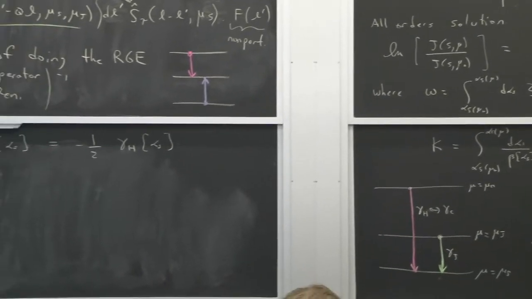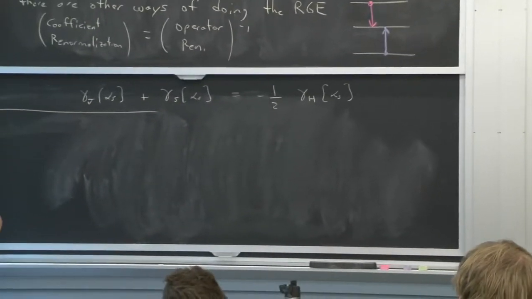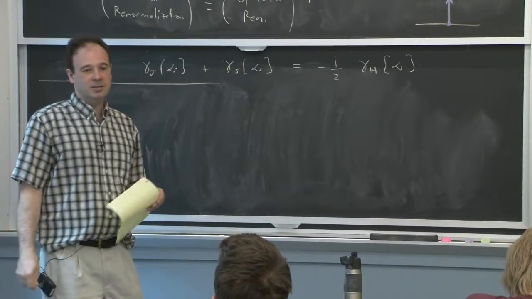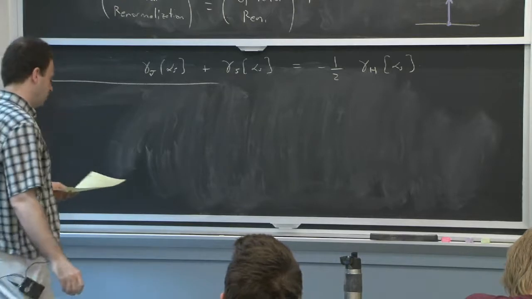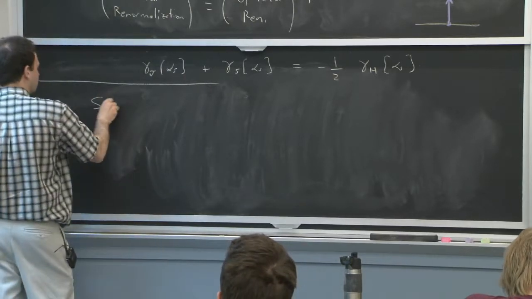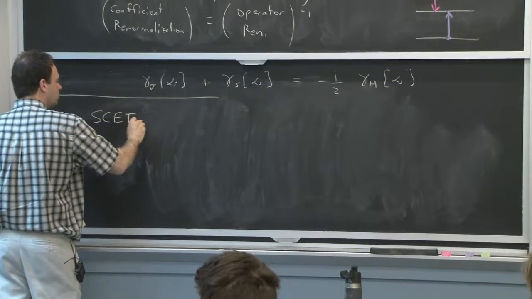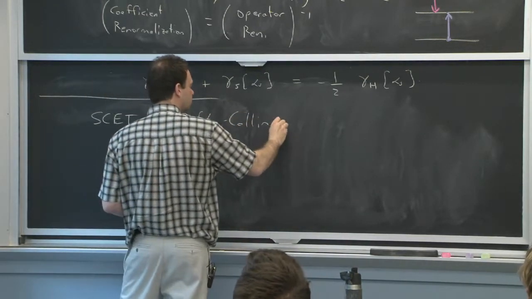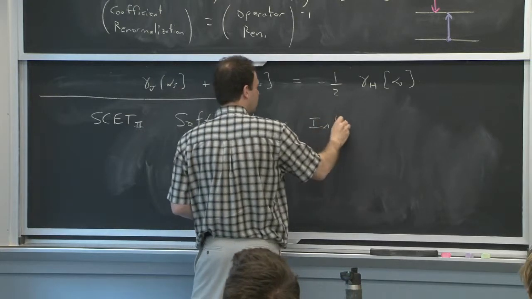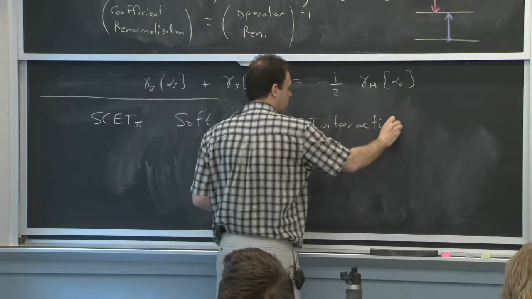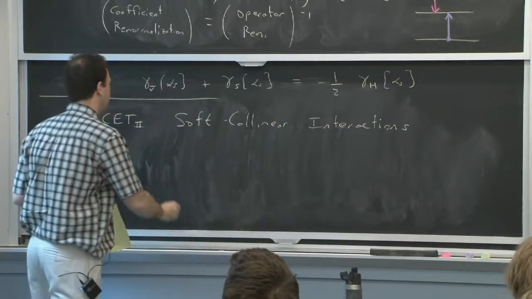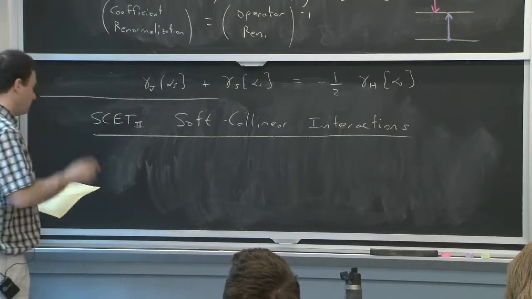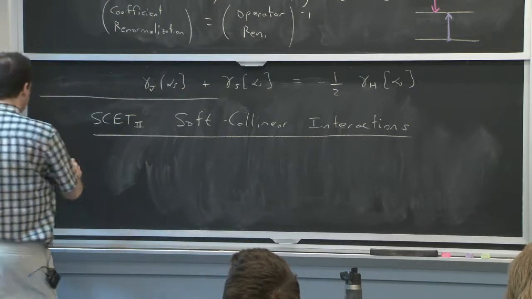So that's e+ e- to dijets, and that's the last SCET I example I'm going to do for a while. I'm now going to turn to SCET II, and we'll spend some time talking about SCET II. In SCET II, instead of having ultrasoft interactions with collinear particles, we have soft interactions with collinear particles. And so we have to recall how that's going to work.